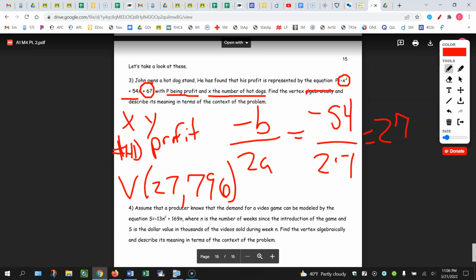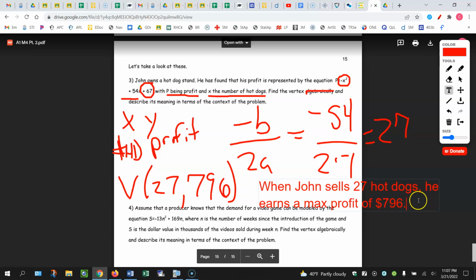So we're just determining what that means in the context of this question. Let me see if I can type it. So X is the number of hot dogs. When John sells 27 hot dogs, he earns a max profit of $796. So that's the vertex, which we found graphically.